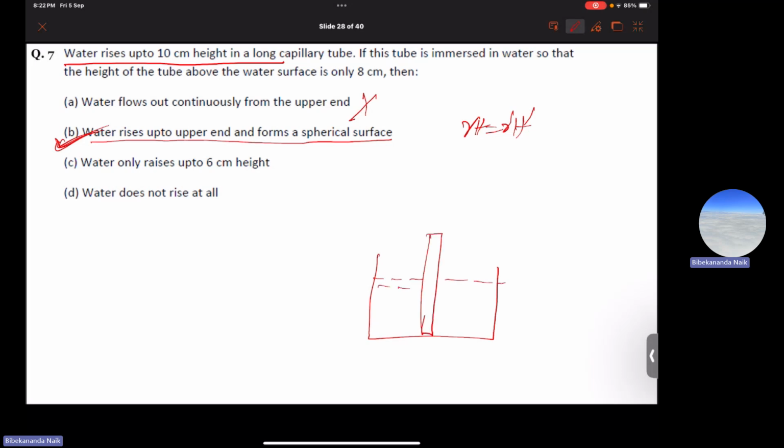This is the tube. So water will come here and it will rise a spherical surface. There will be no overflow.